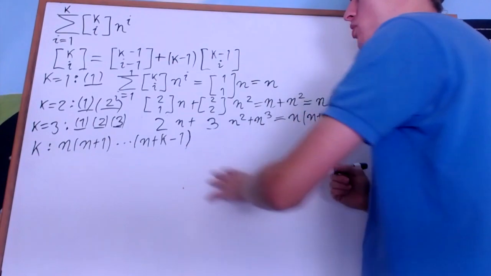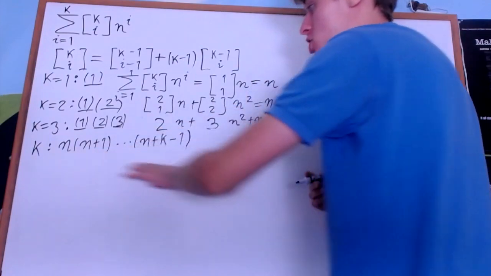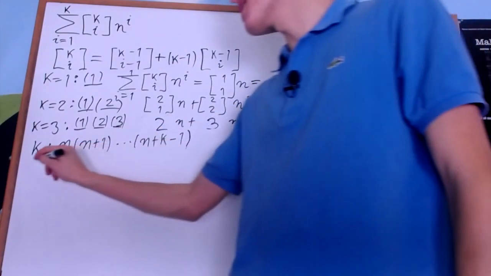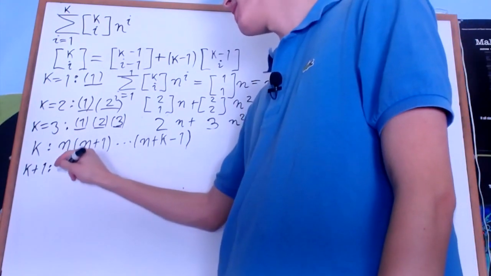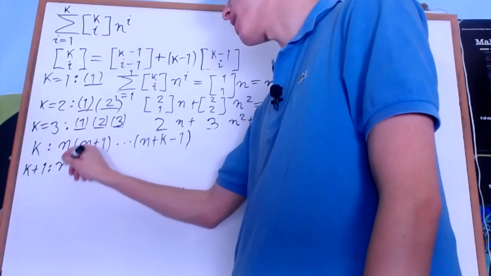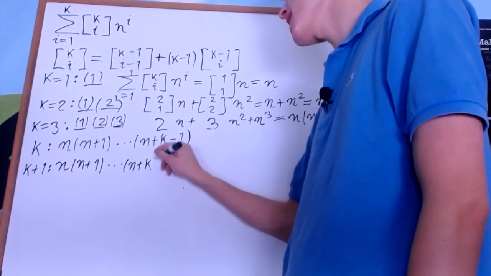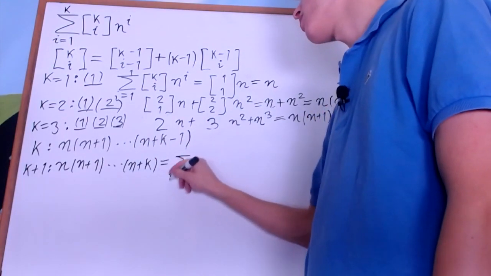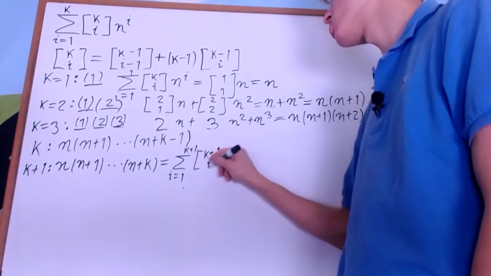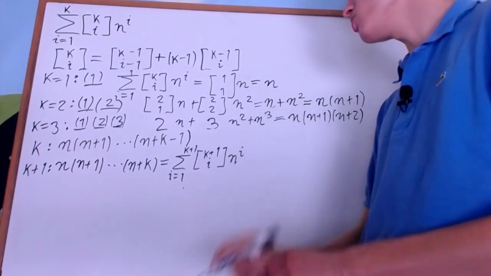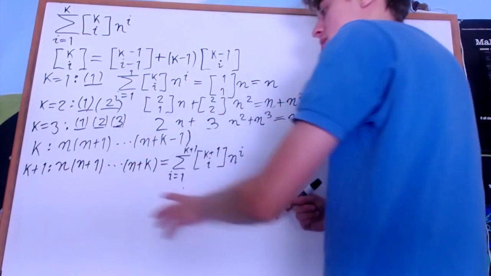Alright, so how do I actually prove this general formula? Well, the way I'll do it is by induction. I'll assume that this general k is true, and then using that, I'll prove that k plus 1 is true. So let's go ahead and write out the statement for k plus 1. The statement for k plus 1 is that n times n plus 1 all the way up until n plus k is equal to the sum from i equals 1 to k plus 1 of Stirling k plus 1, i times n to the i. So that's our statement, and given this statement for k, we have to prove this statement for k plus 1.